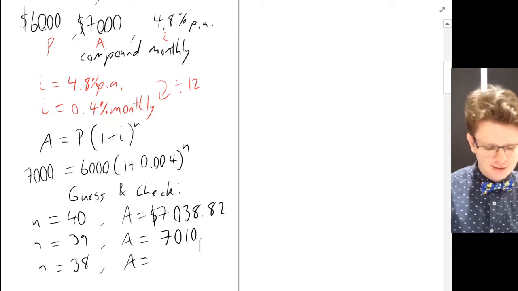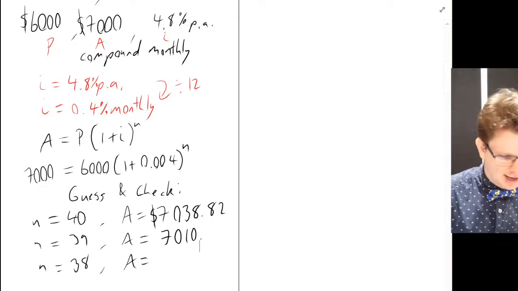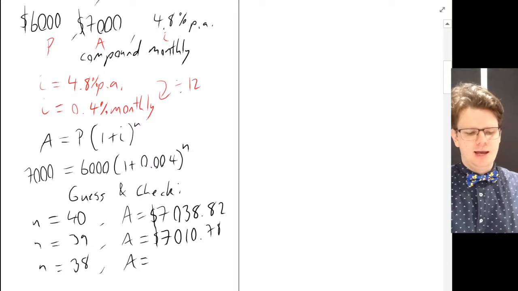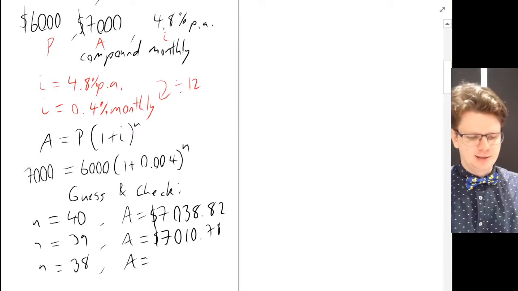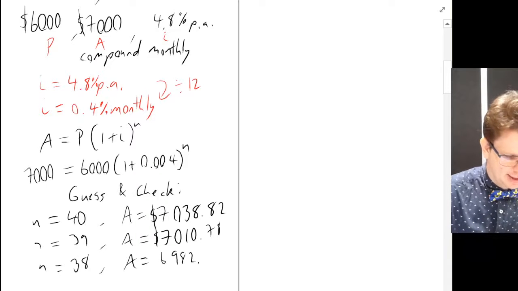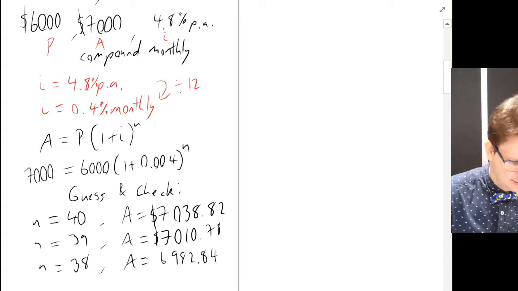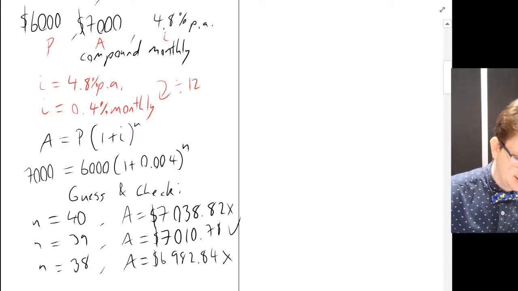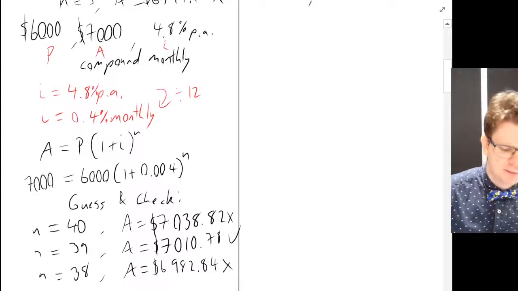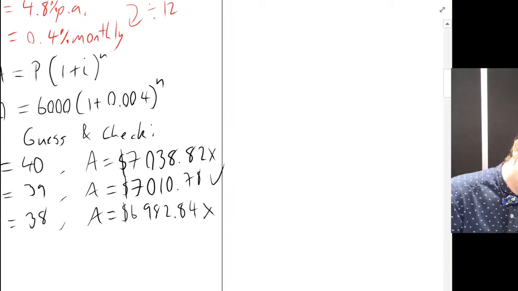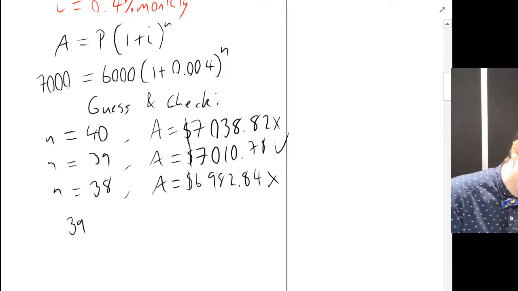Alrighty, so $7,010.78 for 39, and we know 38's a little bit under, so just underneath, $6,982.84. So not quite up to $7,000. So cross, cross, tick, and the only difference between the previous one and this one is that I do need to say that it's going to take 39 months.